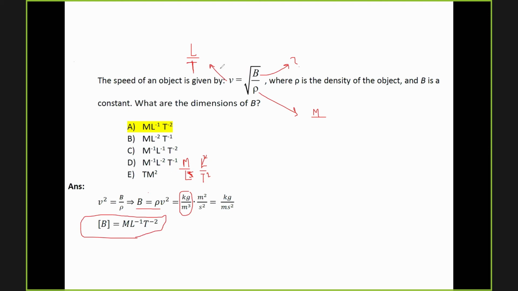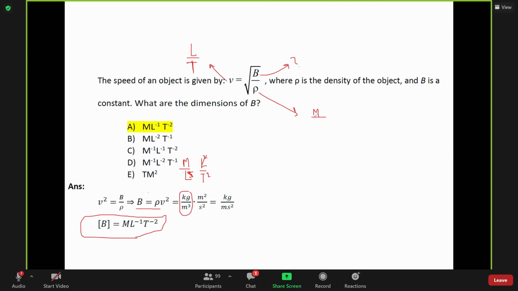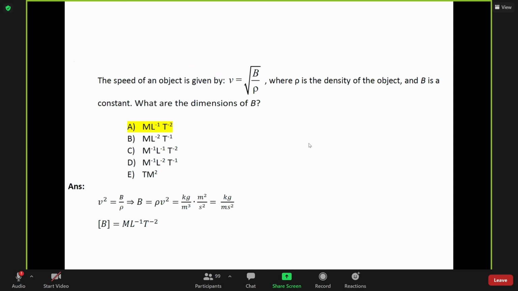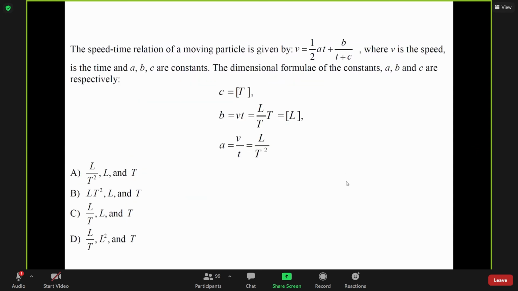Is there anything easier than this? It's easier than the examples we solved. Anybody has a question on this? Anybody has a question? Easy. Excellent. Good. Let's take more examples.